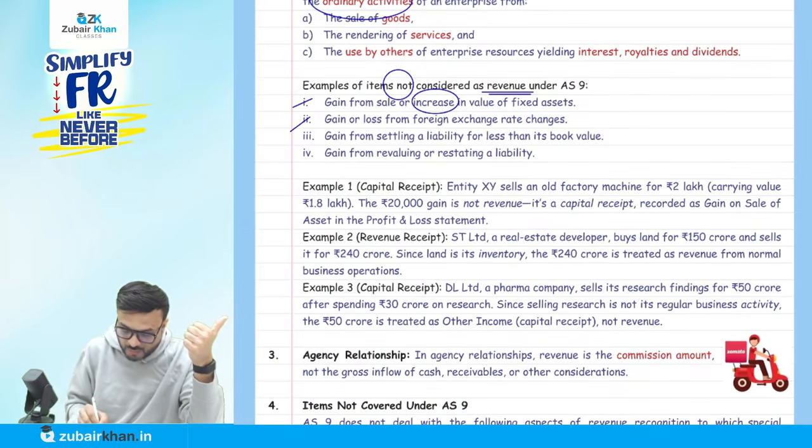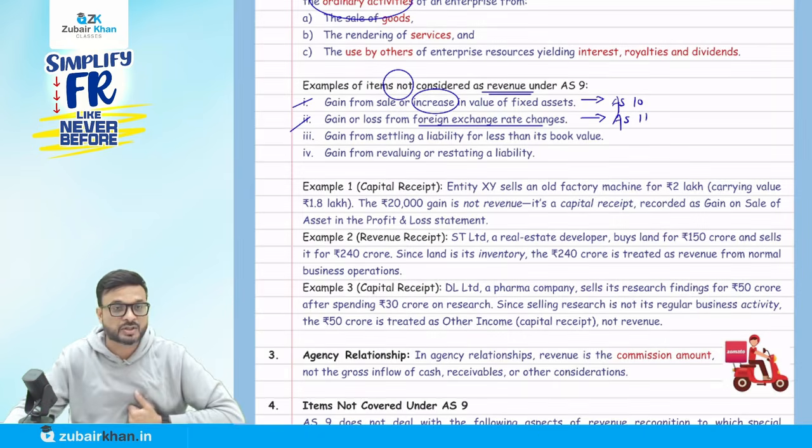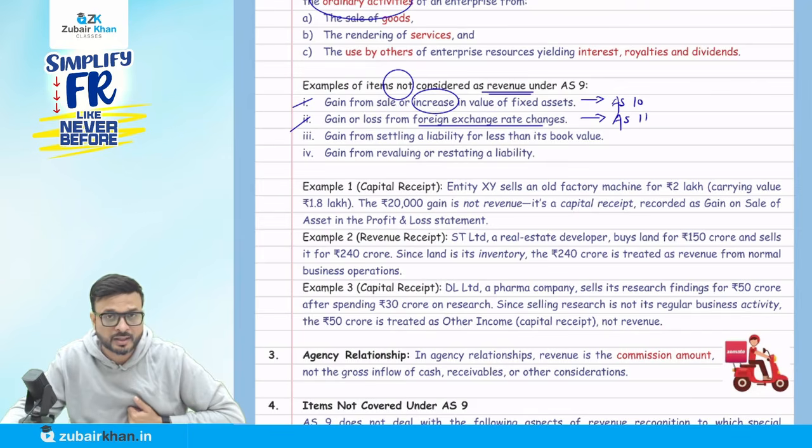Now, the next is gain or loss from foreign exchange. Fixed assets are covered by AS 10, and foreign exchange is going to be covered by AS 11. So how to recognize the gain or loss from exchange rate fluctuation? We'll discuss it in AS 11, not under AS 9.